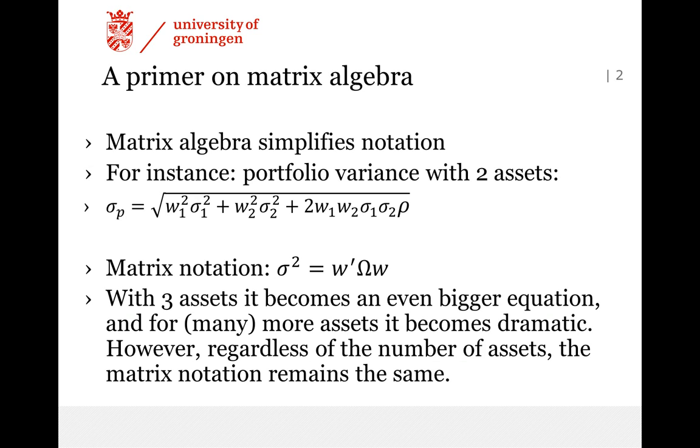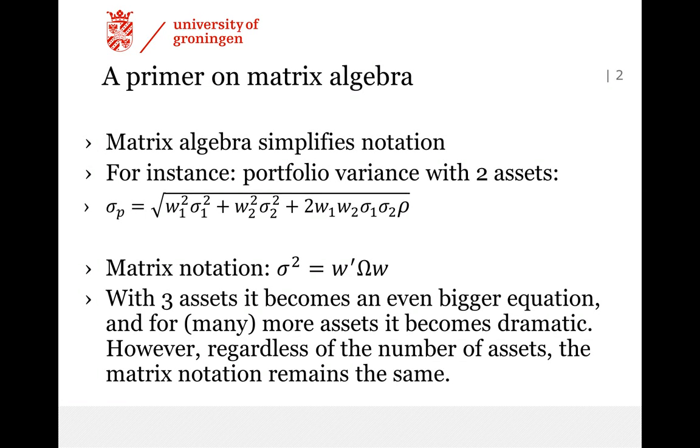So the first thing to know is that matrix algebra simplifies notation, and that's why we're doing all this. So for instance, let's have a look at the equation for portfolio variance with two assets, or the standard deviation, written down here on the slide. And as you can see, that is equal to the square root of 3 terms. Each term involves squares of weights and standard deviations, plus finally a cross correlation term involving the covariance between the two assets.